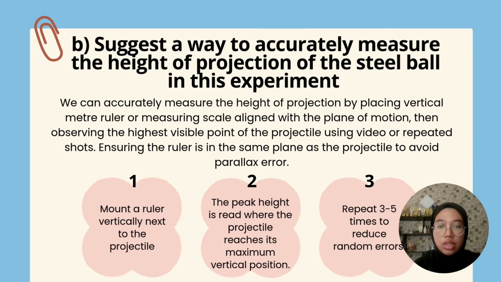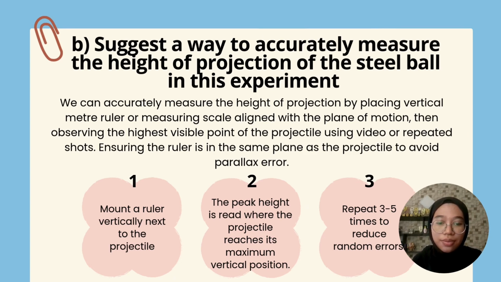For the second question, suggest a way to accurately measure the height of projection of the steel ball in this experiment. Firstly, we can measure the height of projection by placing a vertical meter ruler next to the projectile. Then, we observe the highest visible point of the projectile using a video or repeated shots. We have to make sure that the ruler is in the same plane as the projectile in order to avoid parallax error. And lastly, we should repeat this step at least 3 to 5 times in order to reduce random errors.